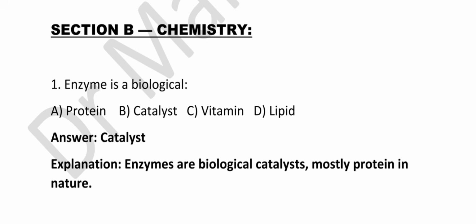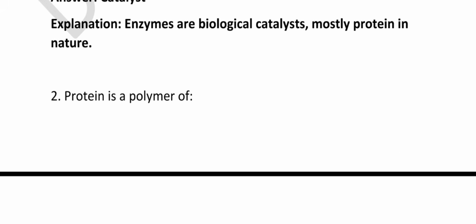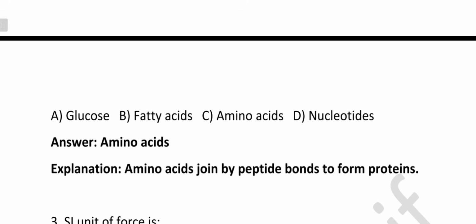Here comes section B, that is of chemistry. Enzyme is a biological catalyst, because enzymes are biological catalysts, mostly proteinaceous in nature. Protein is a polymer of, correct answer is option C, that is amino acids, because amino acids join by peptide bonds to form the proteins.